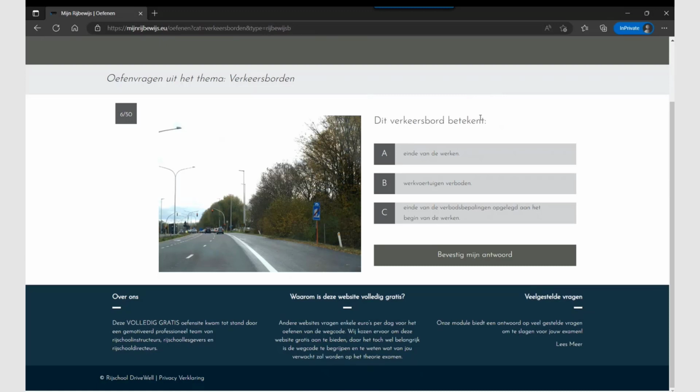This traffic sign means what? End of work and work vehicle prohibited. So it is not a prohibition board. That should be a red board, a round red board. So it will be either option A or option C because it says end. So you see this red line on the board, which means it's ending something.